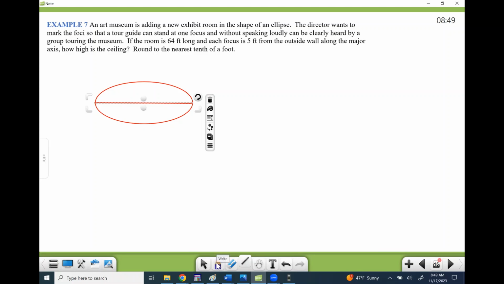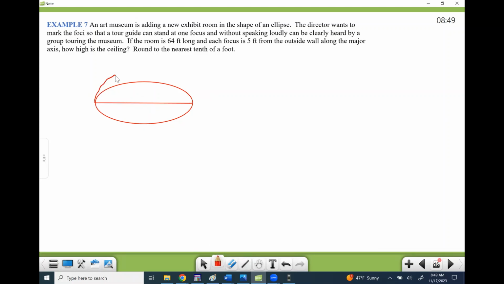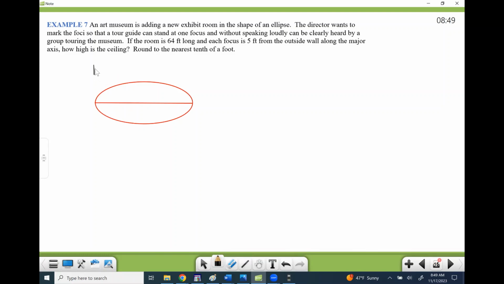So let's make that 60. So from here, maybe I don't want to do it in red. I'm just going to say from here all the way to here, that's going to be 64 feet. Now I actually don't want the 64. I want half of 64 because I want from the center all the way out to a vertex. So half of 64 would be 32.